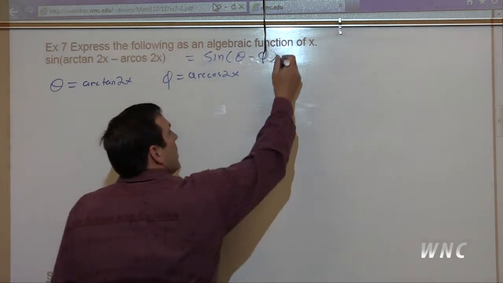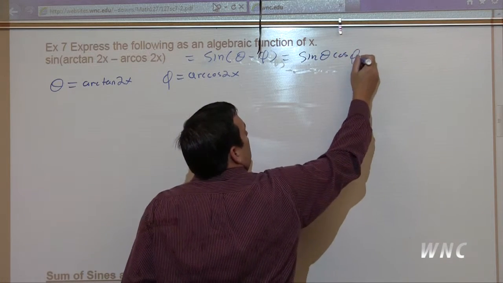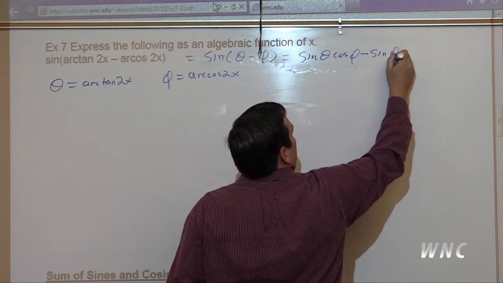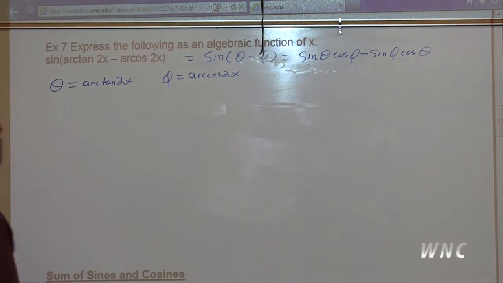We know what that is. That's going to be a sine of theta cosine of phi minus sine of phi cosine of theta. That's what it means. The important thing is now to find out what theta would be.